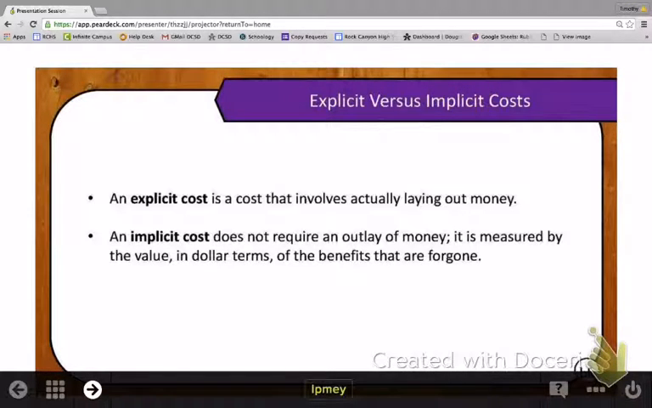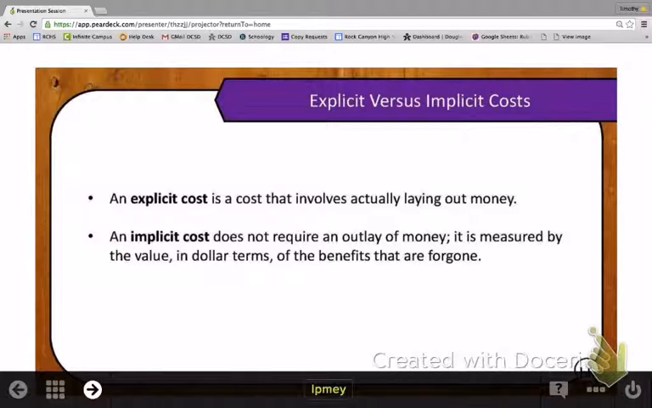So an explicit cost is a cost that involves actually laying out money. When you actually take money out of your pocket and you pay for something, that is an explicit cost. So examples would include paying rent for office space, paying wages to your employees, paying interest on a loan or a debt that you owe, paying for raw materials, paying for depreciation on equipment that is getting older, paying for your utility bills like gas, water, and electric. These are referred to as accounting costs.